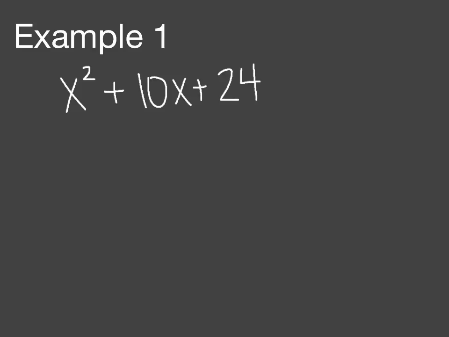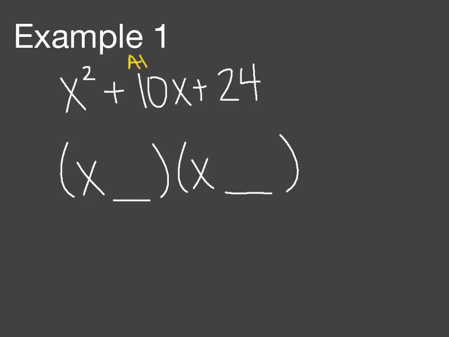X squared plus 10x plus 24. So I know that this is a sum product question because it is a trinomial that begins with x squared. So I know that I need to factor this into two binomials, each one starting with an x, and I need to figure out what two numbers could go at the back of these two parentheses so that they add up to be the number 10 and multiply to be the number 24.